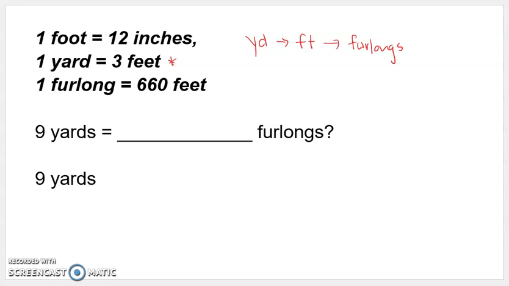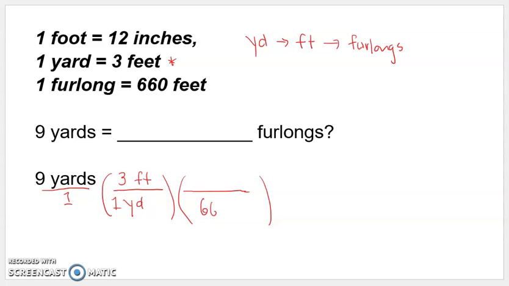Yards to feet first. So 1 yard is equivalent to 3 feet. Let's set up a fraction. Multiply what we want to convert by essentially 1. I want to get yards on the bottom because I want to cancel my yards. Yards on the bottom, 1 yard, and that is equivalent to 3 feet. Now I want to convert from feet to furlongs. Since I have feet on the top of this second fraction, I'm going to have feet on the bottom. So I have 660 feet on the bottom is equivalent to 1 furlong.